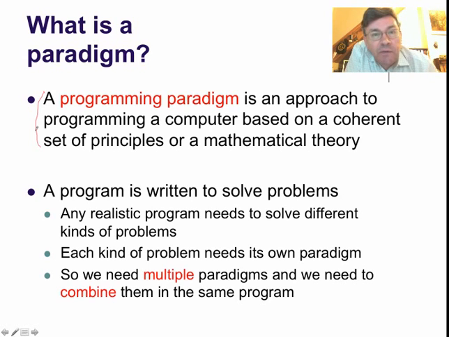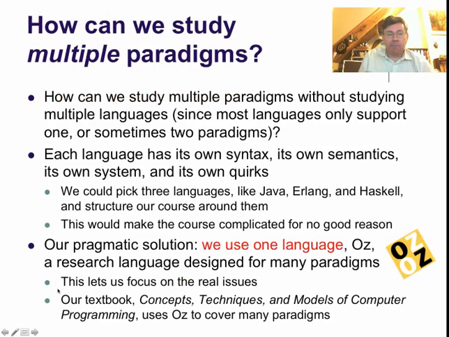Okay, so once we know this, what good is a paradigm? Because in fact, programs are written to solve problems. Well, it turns out any realistic program needs to solve different kinds of problems. And each kind of problem, in fact, needs its own paradigm. It's like when building a house, you need a different discipline for handling the electrical wiring, the plumbing, the heating, the insulation, building the walls, building the basement, etc. You need many different paradigms. So in fact, we need multiple paradigms and we need to combine them in the same program.